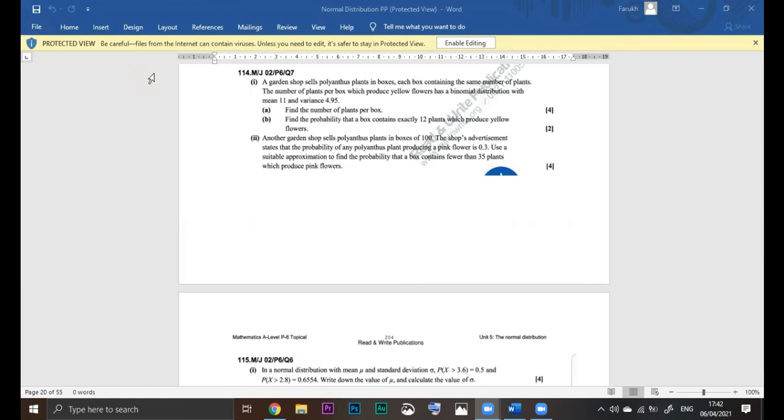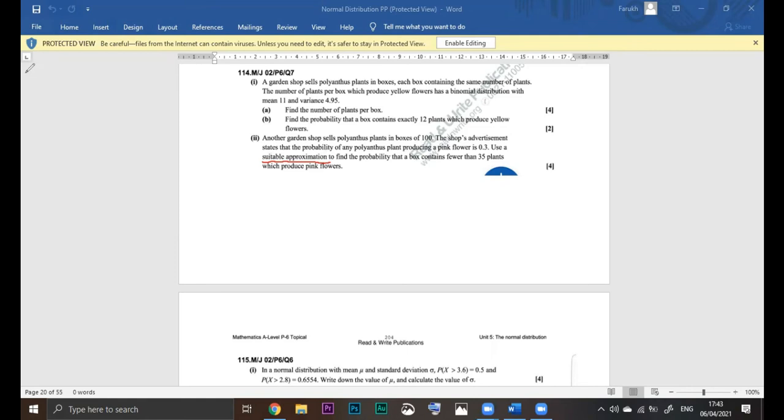Now, question number 114, the second part. Another garden shop sells polyethylene plants in boxes of 100, n is equal to 100. The shop's advertisement states that the probability of any plant producing a pink flower is 0.3. Use a suitable approximation to find the probability that a box contains fewer than 35 plants which produce pink flower.